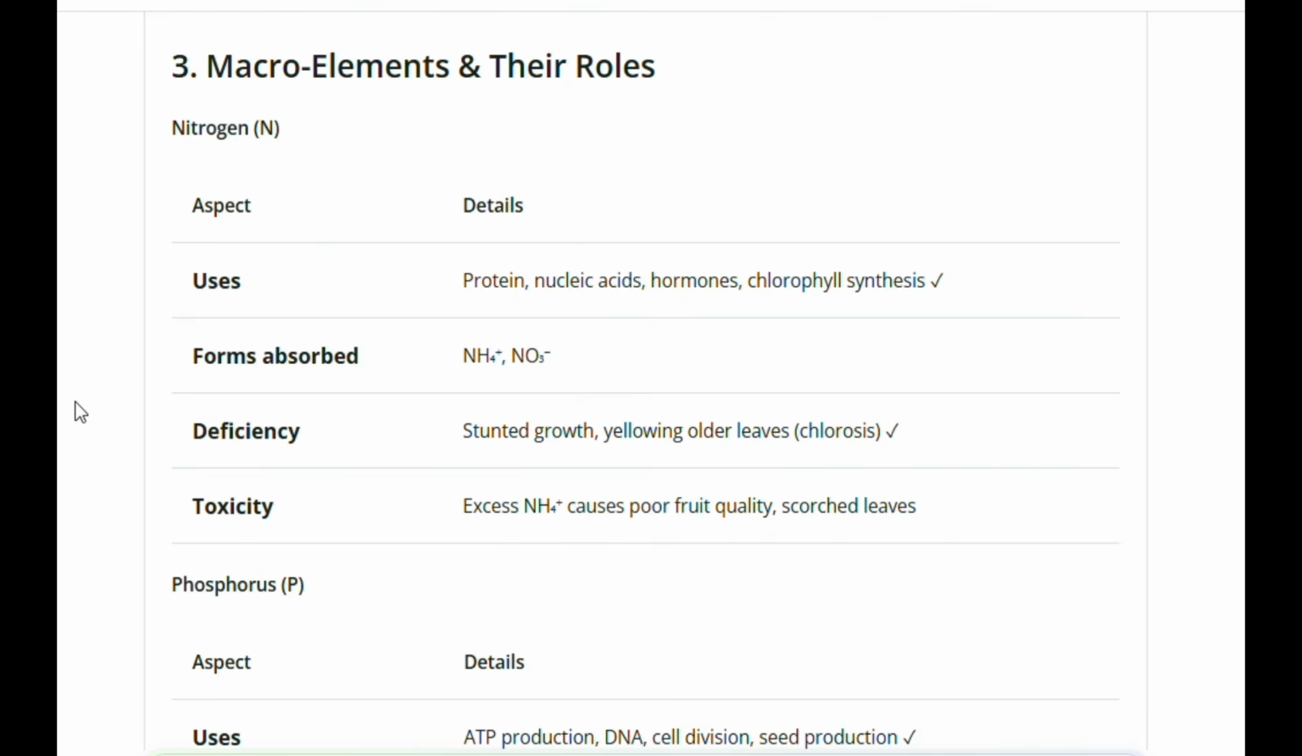Toxicity, the excess of NH4+ causes poor fruit quality or scorched leaves, right? That's the result of excess NH4+. It results in falling leaves, poor quality fruit.